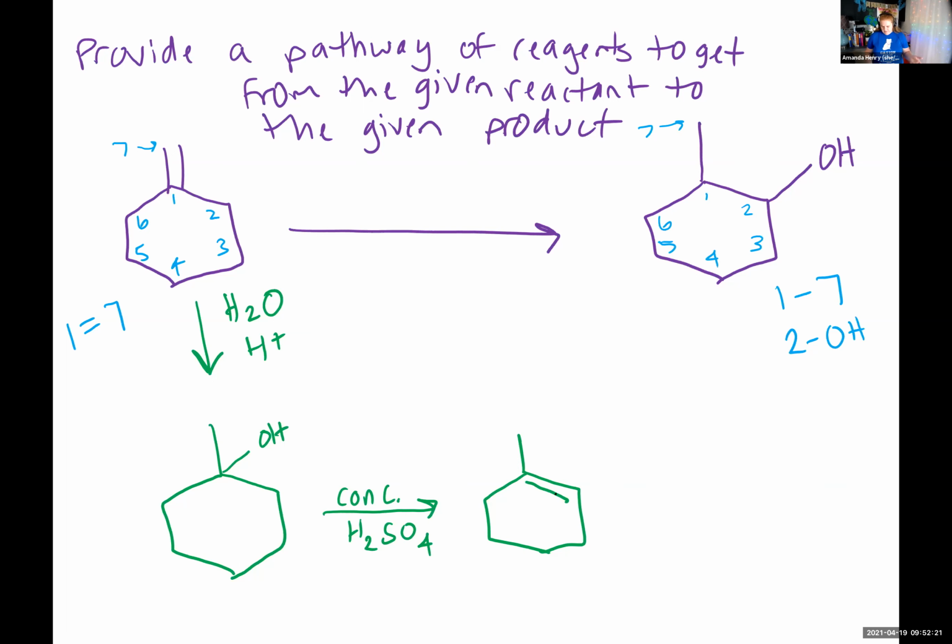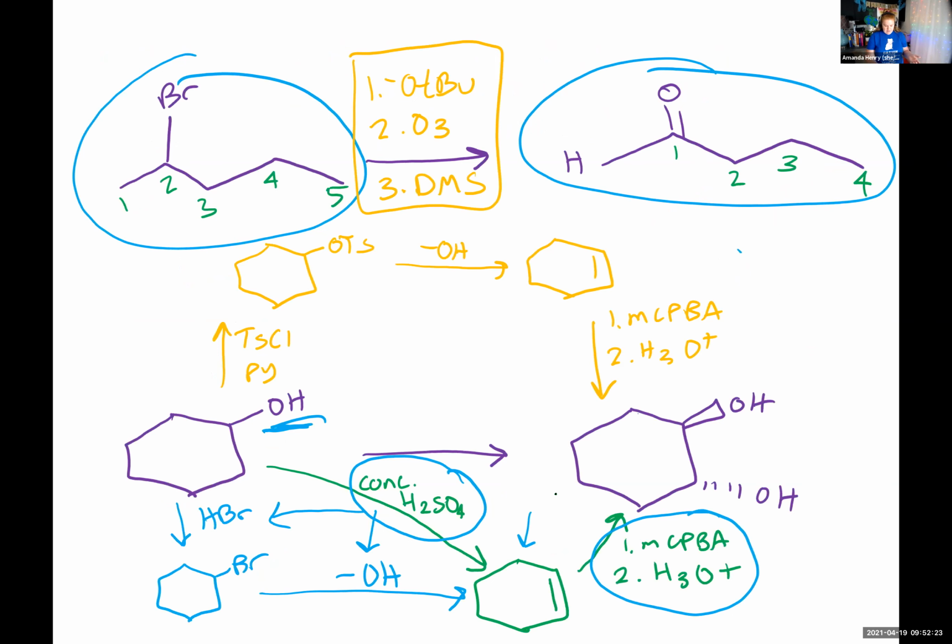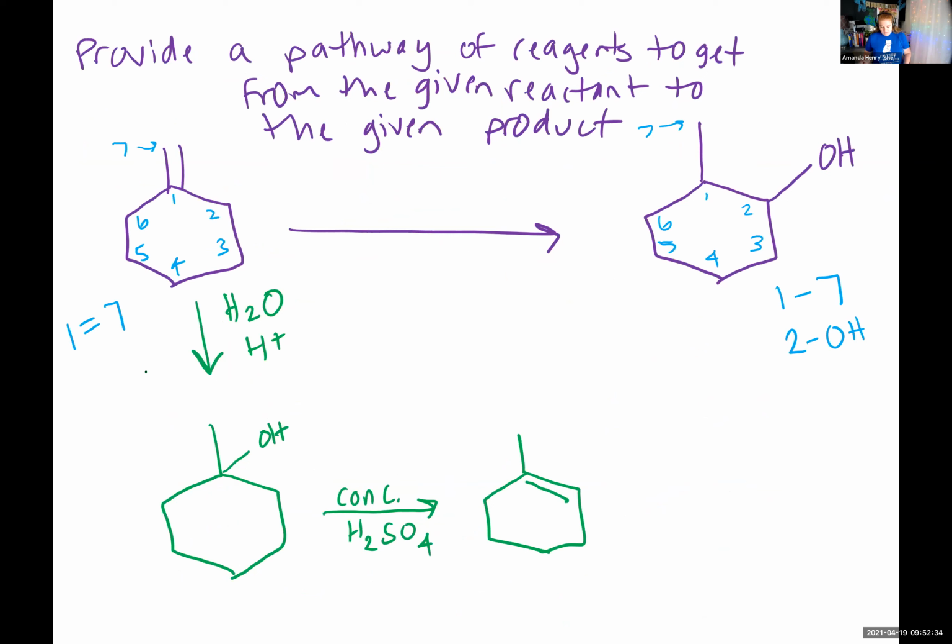On the last slide, over here in the blue, green, and orange, we talked about a couple different ways to do that elimination. So all of those would have worked as well. So we have really one step left here. We want to add an alcohol to carbon number 2, but do we want to add it Markovnikov or anti-Markovnikov?